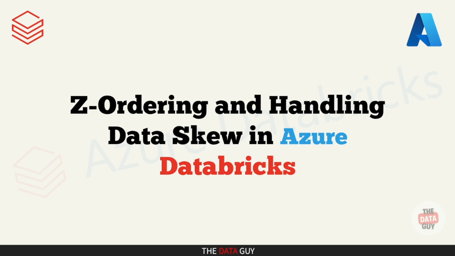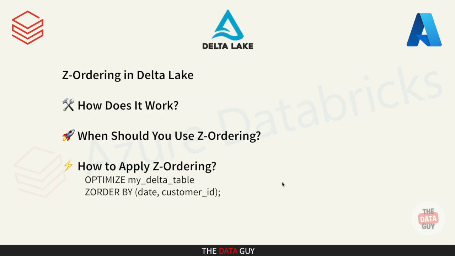So why do Z ordering and data skew management matter? In distributed systems like Databricks, unoptimized data layouts and imbalanced workloads can lead to slow queries and inefficient resource usage. Z ordering improves data locality, while skew management ensures even distribution of workloads. Now let's explore these concepts in detail. So, Z ordering in Delta Lake.